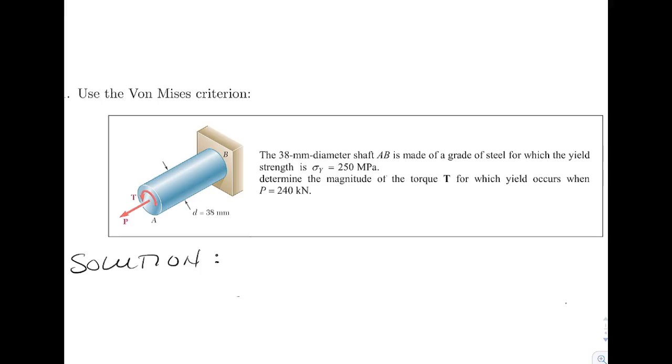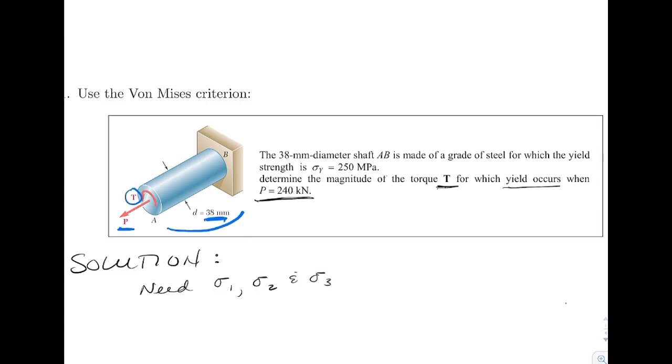A yield criterion problem using von Mises stress is now going to be applied to a shaft. So we see in our picture here we've got a shaft with a given diameter. Applied to it are two external loads: an axial load P and a torque T. And we're asked to determine the magnitude of the torque T for which yielding will occur when P has a value of 240 kilonewtons.